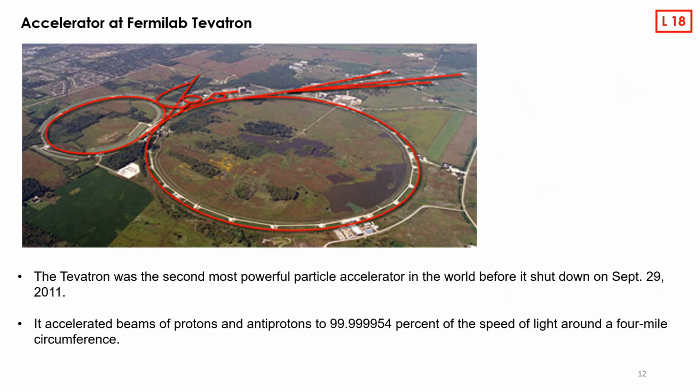This is the accelerator at Fermilab, the Tevatron, which is in the US. It was the second most powerful particle accelerator in the world before it shut down on September 29, 2011. It accelerated beams of protons and antiprotons to 99.99954% of the speed of light, around a 4-mile circumference. So this accelerator, which is a circular particle accelerator, discovered 12 quarks and 5 baryons.